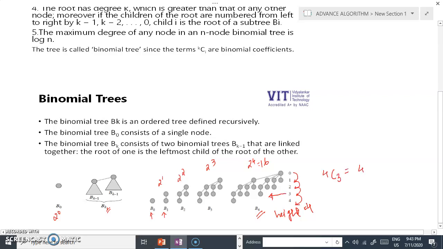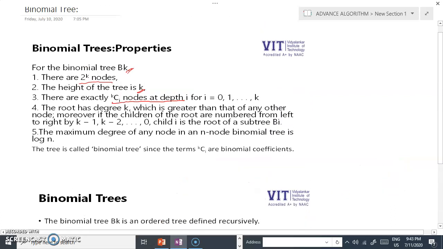Now what is 4C3? It's 4 into 3 factorial upon 3 factorial times (4 minus 3) which is 1 factorial. That's gone. So we will have the value as 4 only. To check, at level 3, how many nodes do we have? 1, 2, 3, 4. Exactly 4 nodes. So this is one more property.